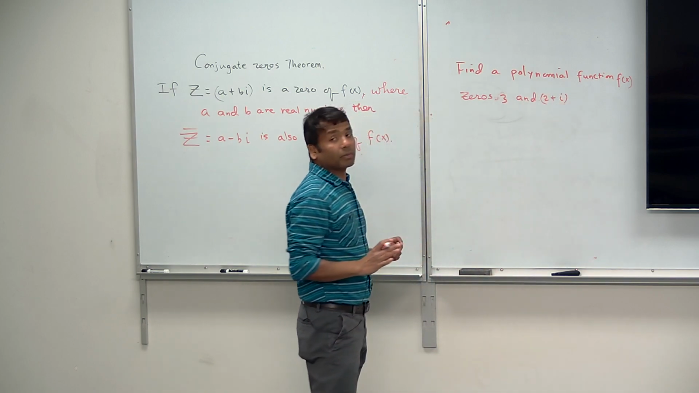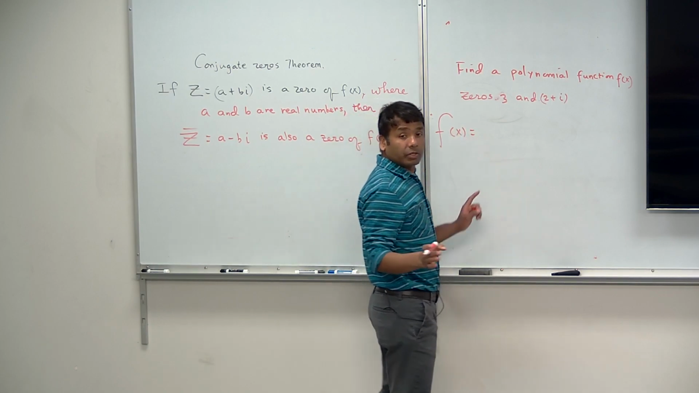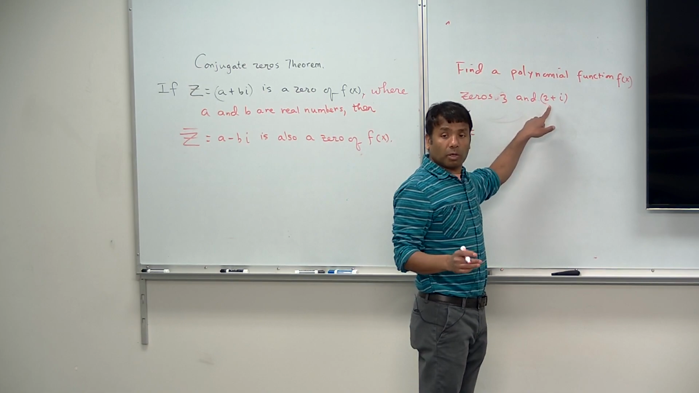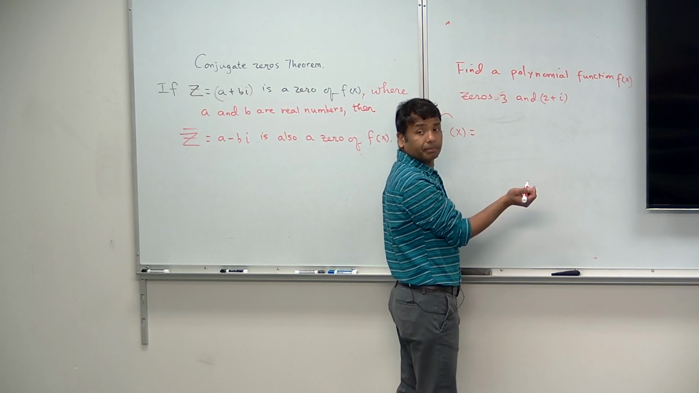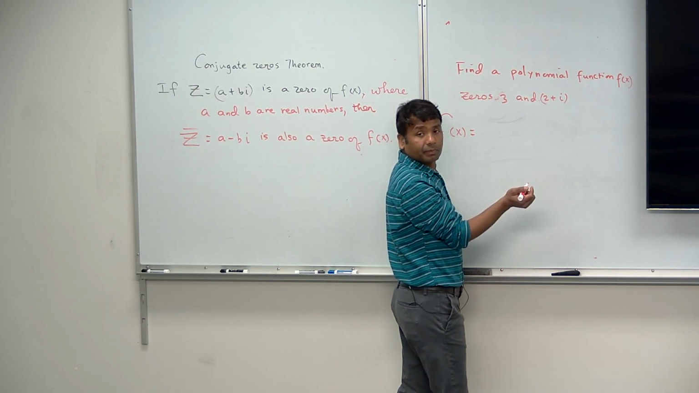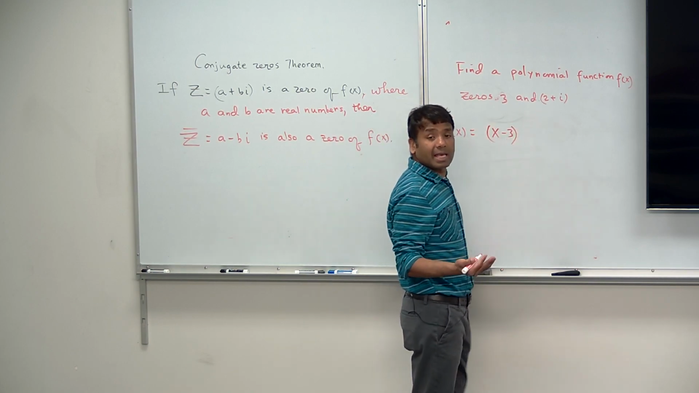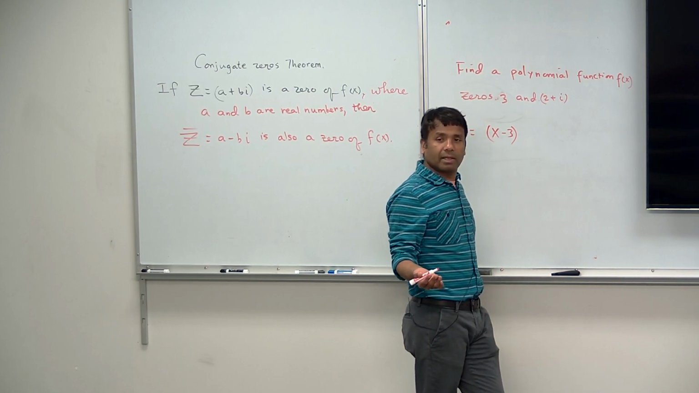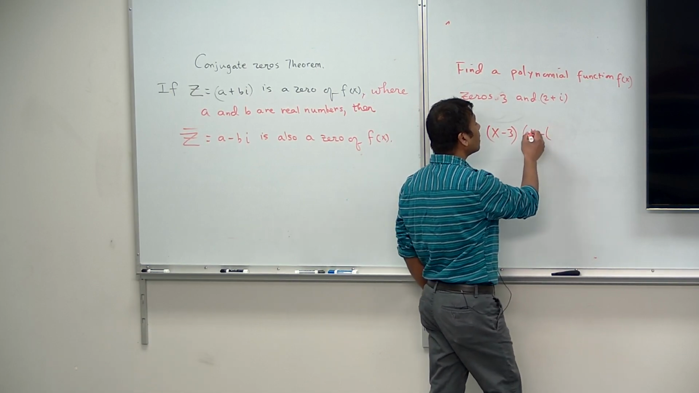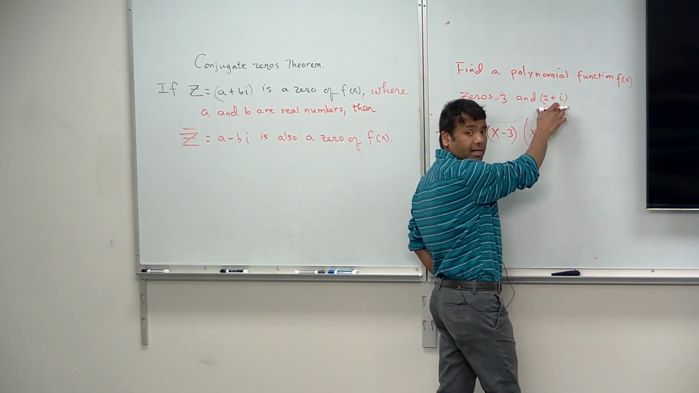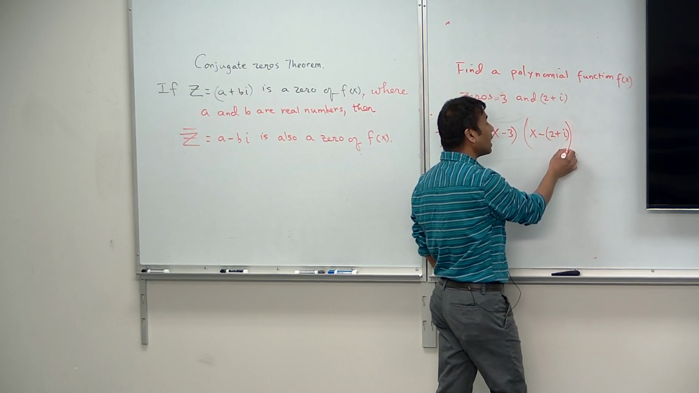So now guys, look here. You are going to construct a polynomial function f(x), and you know the zeros, which are 3 and 2 plus i, right? So if 3 is a zero, then what will be the factor? x minus 3. Excellent. And if 2 plus i is a zero, what will be the factor? Exactly, x minus (2 plus i).